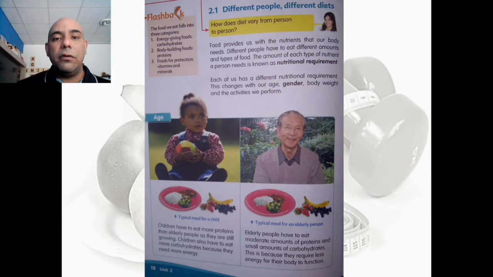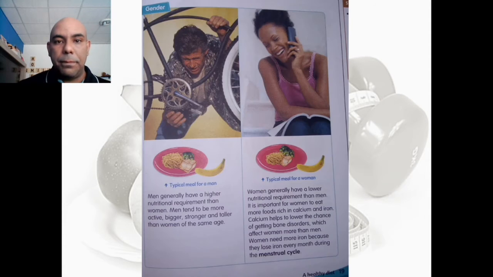Well, as I mentioned before, depending also on your age and gender, the amount of food that you're going to eat is not going to be the same. On page 19, we have gender, and here we have a very good example. Here we have a typical meal for men, and men generally have a higher nutritional requirement than women. Men tend to be more active, bigger, stronger, and taller than women of the same age.